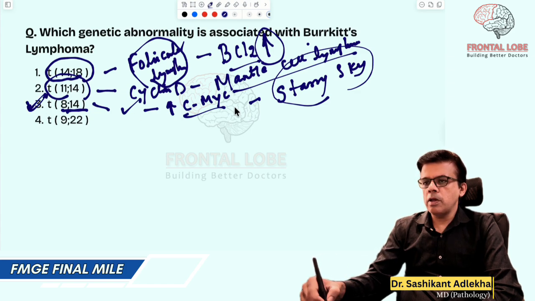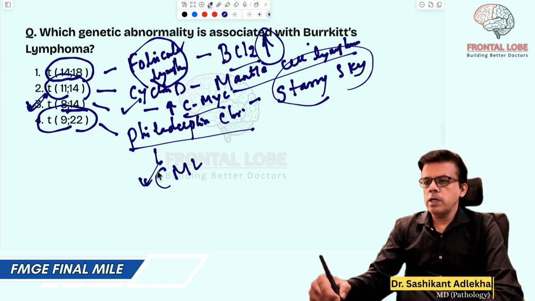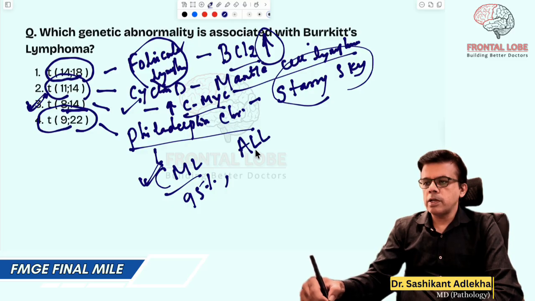And this is a very high grade lesion, but response to chemotherapy is good if treated at the early stage. So that is about Burkitt's lymphoma. 9;22 translocation, this is speaking about the Philadelphia chromosome. Philadelphia chromosome is positive in CML, almost 95% of the CML, and it is also present in some cases of ALL as well.